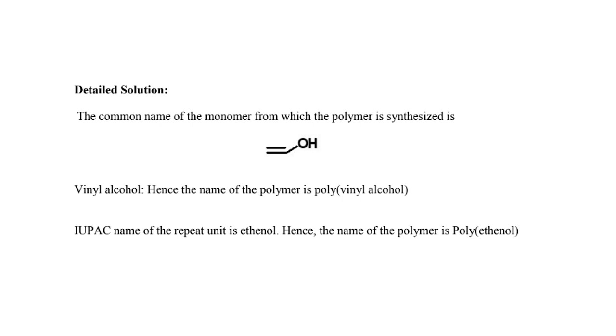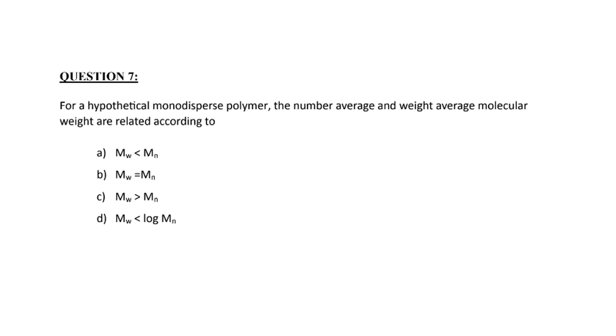So it is explained here. The common name of the monomer from which the polymer is synthesized is vinyl alcohol, hence the name of the polymer is polyvinyl alcohol. However, for the IUPAC name you need to write down the IUPAC name of the monomer, which is ethanol. So the name will be polyethanol. Okay. Now question number 7.